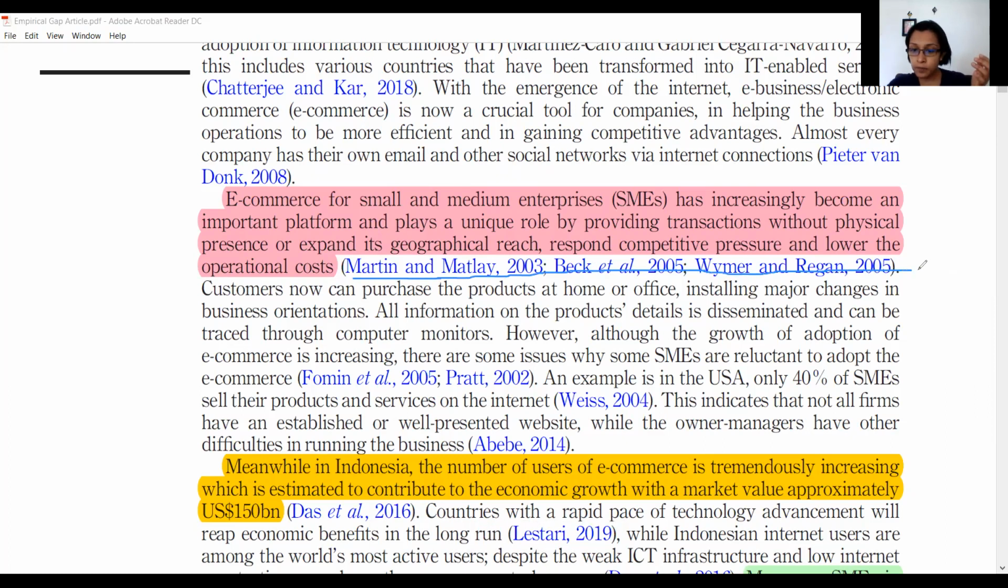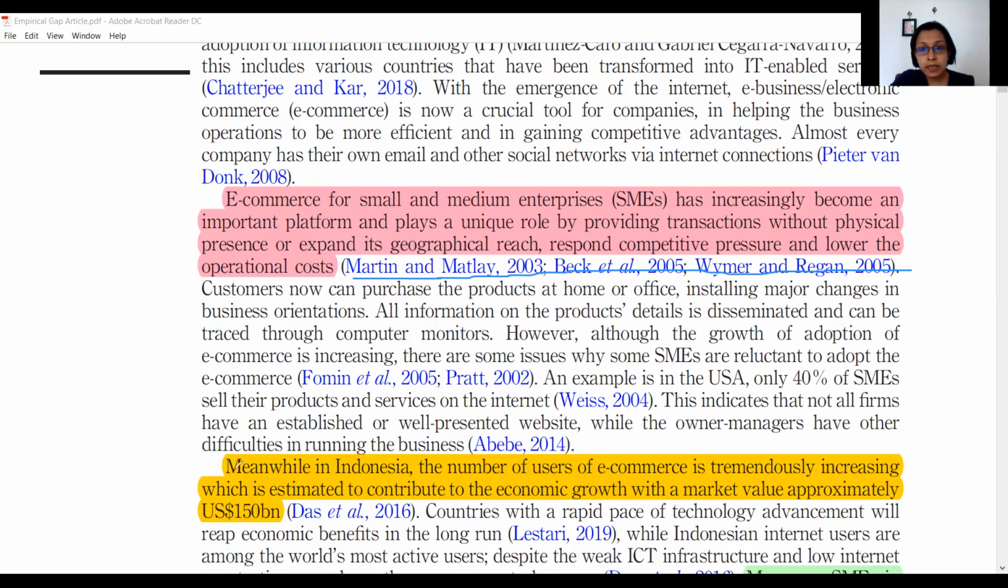Those we call the prior studies, who have worked in the same field, who identify the importance of e-commerce to SMEs. Right? So these are the benefits. This is what we call citation in research. Citation means we need to acknowledge who said that statement.